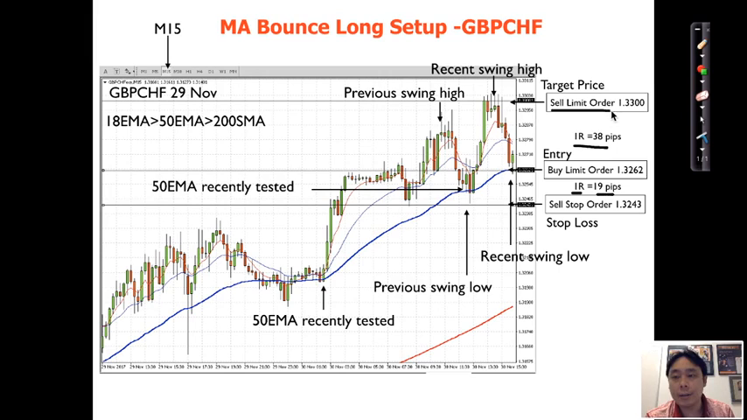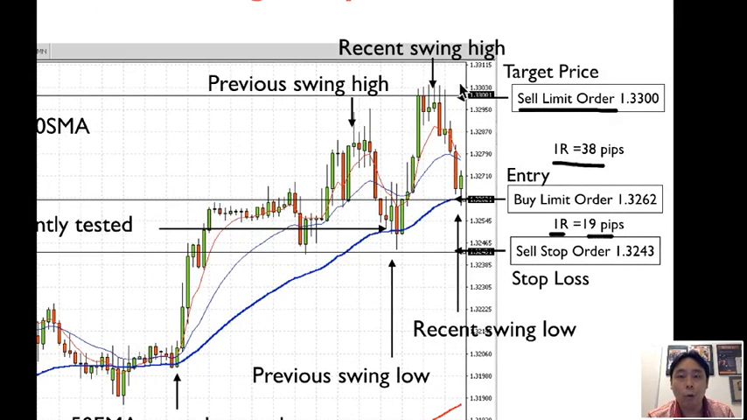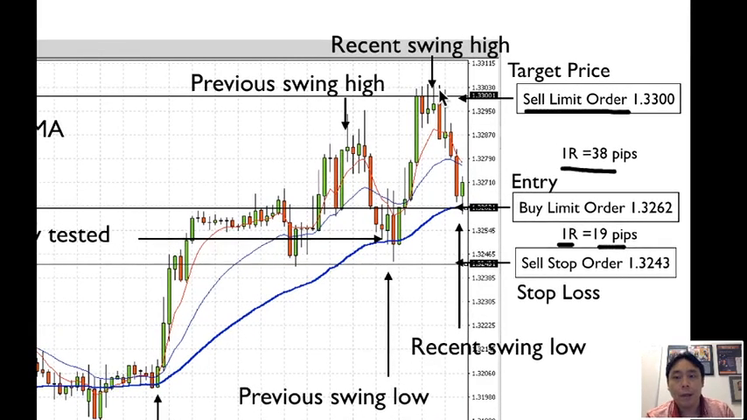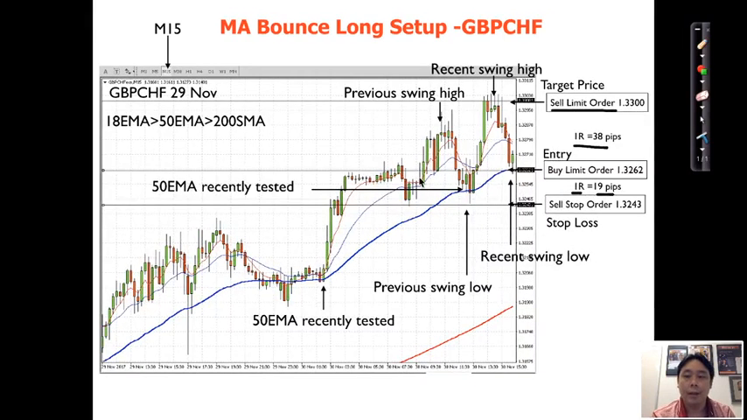So is this a valid profit target? Yes, because it is below the recent swing high. You can see the recent swing high is 3303. My profit target is 3300. It is below the recent swing high, so it is okay. And this is why I have set the trade up in this particular way.